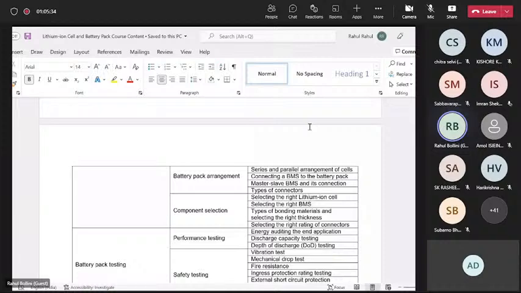And then there are some safety testing like vibration test, mechanical drop test, fire resistance, IP rating, overcharge protection, over discharge protection, low temperature, and how a battery pack is made. So there will be illustration. I'll be giving a video as well. And then ideal design techniques, where basically what are the types of welding and all those things.